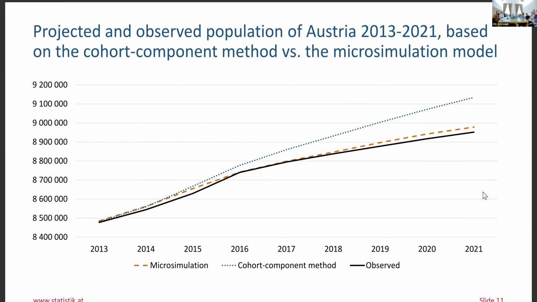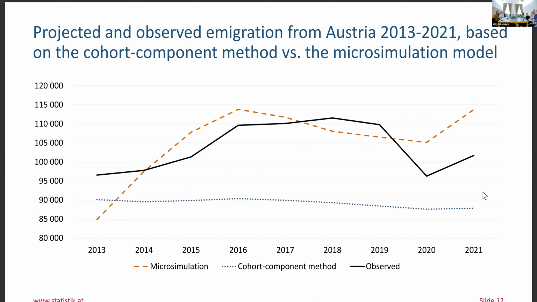So let's have a look on the projected immigration numbers. So again, black observed, dotted blue is cohort, and orange is microsimulation. So the years of 2015 and 2016 were the years of high immigration in Austria. So as Pauline mentioned, those who immigrate first are the most likely to emigrate again, meaning that after a period of high immigration, there would be a period of high emigration from the country. And this is what we can capture here.